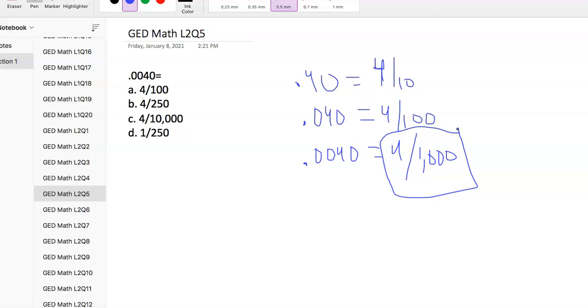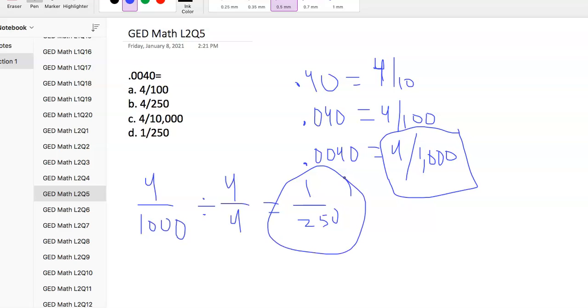Okay, and now we look, and unfortunately 4 out of 1,000 is not an option, right? But put the 4 over 1,000 over here. We have a little room to work. If I divide the top and the bottom by 4, I get 1 out of 250. Yeah, so what they're really saying is that this 4 out of 1,000 just wasn't completely reduced. 1 out of 250 is reduced, so answer choice D is what we're looking for, right?